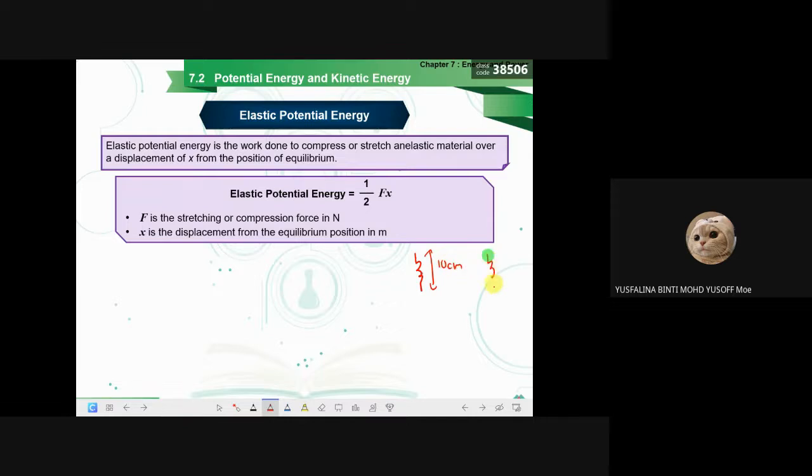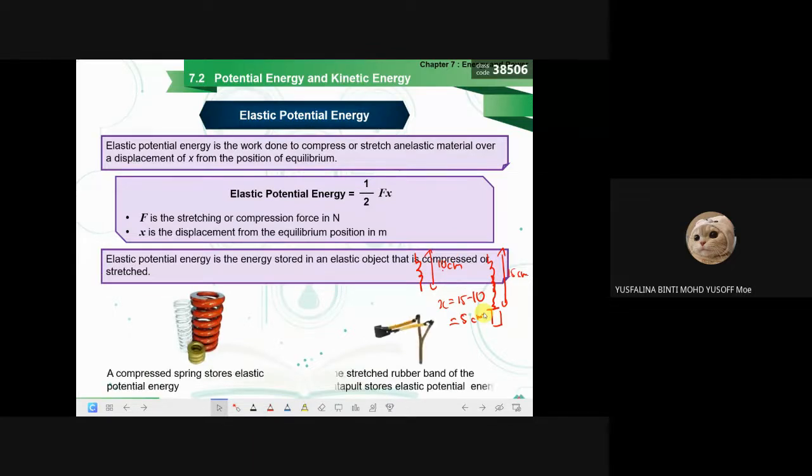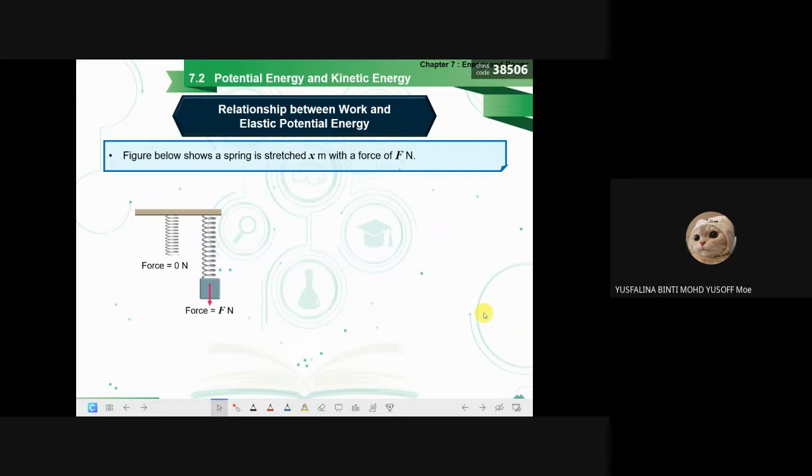If I put a slotted weight, the spring will become longer. Let's say it becomes 15 cm. So what is the x here? It is 15 minus 10, so that is the x, which is 5 cm. So this example is an object that has elastic potential energy. This is the x I just discussed.